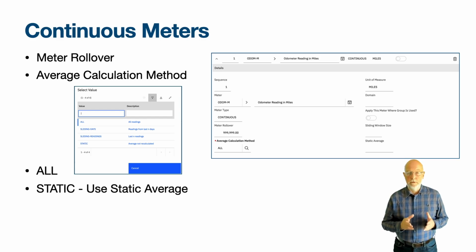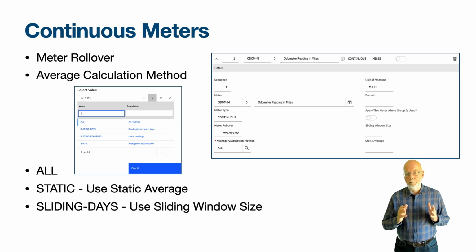Static is where there is no recalculation, and you enter an average value in the static average field at the bottom right corner of the details area. This might be used when you don't have a history of meter readings in Maximo, but you can work out a historical average, or you have an average that you wish to apply for meter-based PMs.